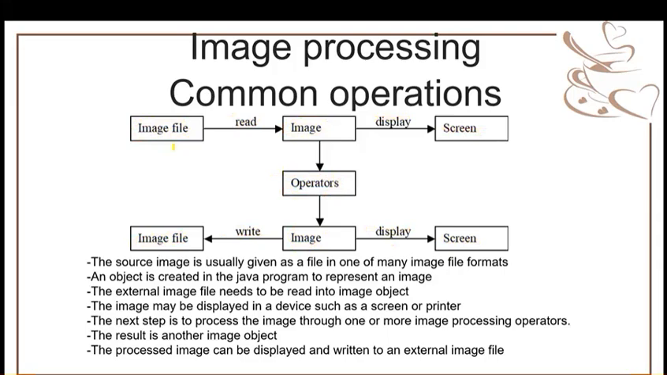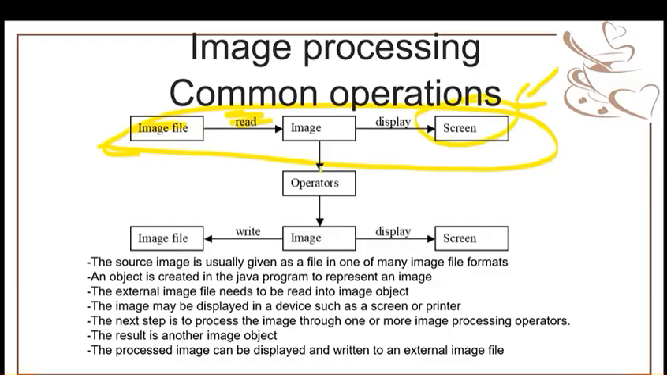So the first part here is just reading an image and displaying an image. You will see the program of this part. In today's class, we'll start by doing this. We'll just try to read an image. First of all, we have to create a buffered image, and then we can read an image from a file or from a URL, and then we can display this image.